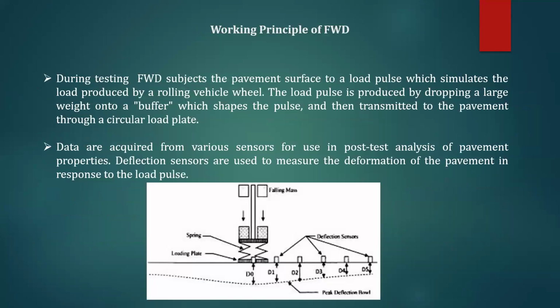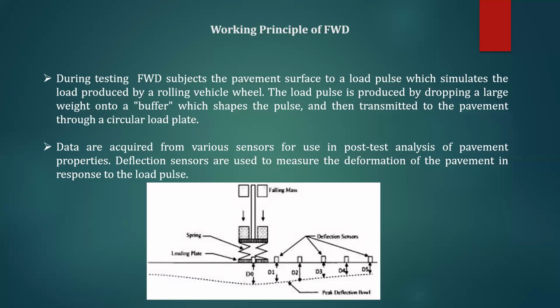So what is the working principle of falling weight deflectometer? During testing, the falling weight deflectometer subjects the pavement surface to a load pulse, which simulates the load produced by a rolling wheel vehicle. That's what we are talking about, a rolling wheel vehicle. The load pulse is produced by dropping a large weight onto a buffer.